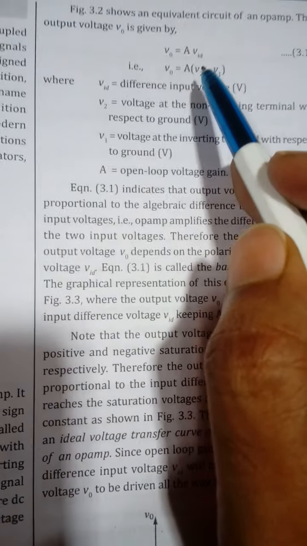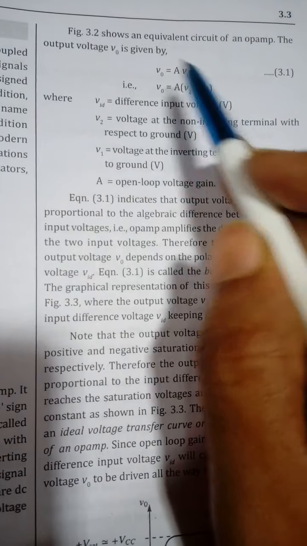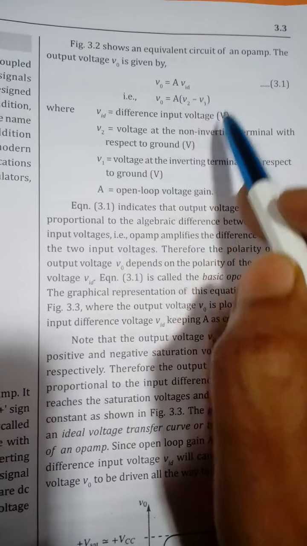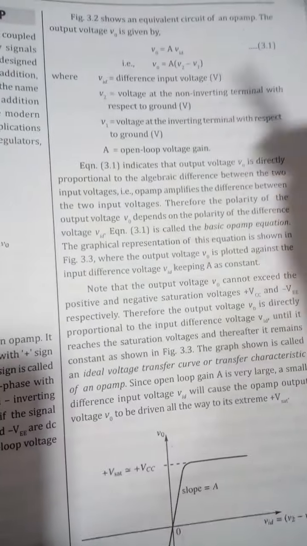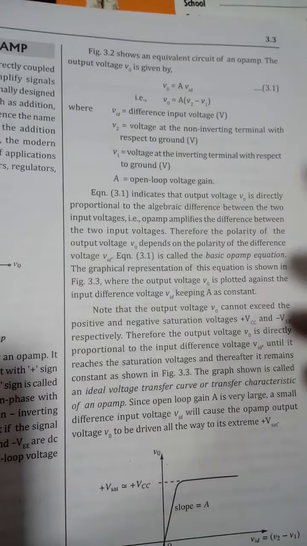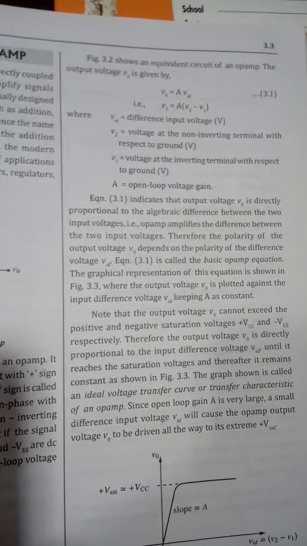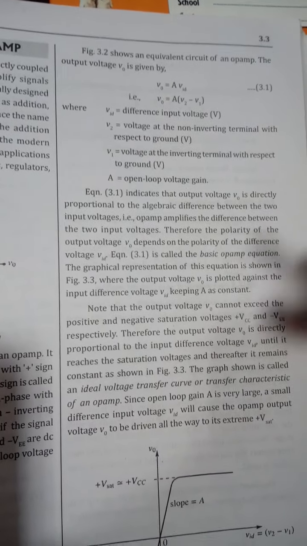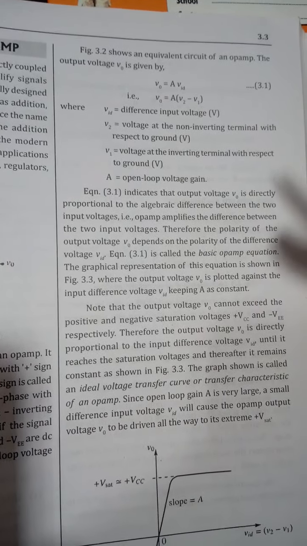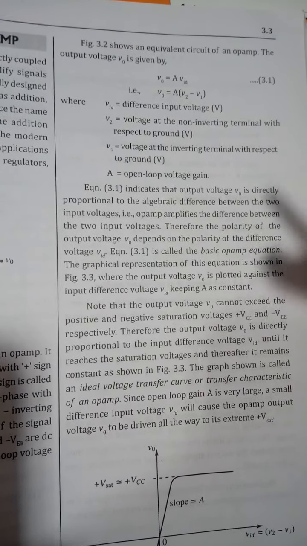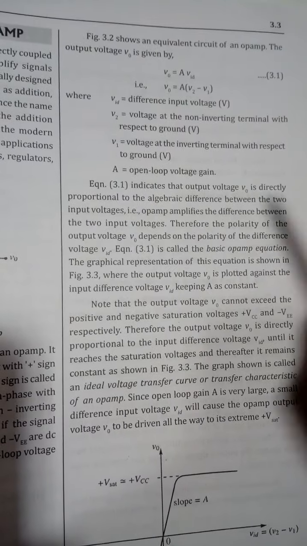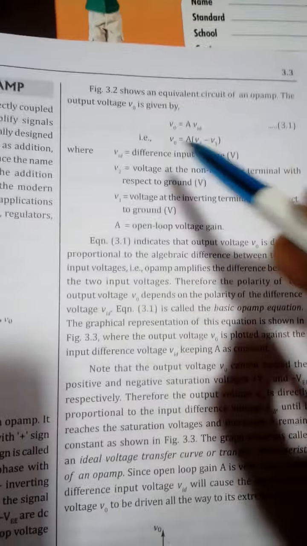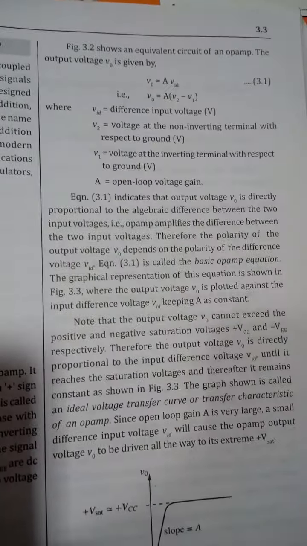So this is the voltage at the non-inverting terminal and this is the voltage at the inverting terminal. So it is V2 minus V1. Every time the voltage at the non-inverting terminal will be greater than the voltage at the inverting terminal, right? So this indicates that the output V0 is directly proportional to the algebraic difference between the two input voltages. The op-amp amplifies the difference between two input voltages. Therefore, the polarity of the output V0 depends on the polarity of the difference voltage VID. So this equation is called the basic op-amp equation, right?